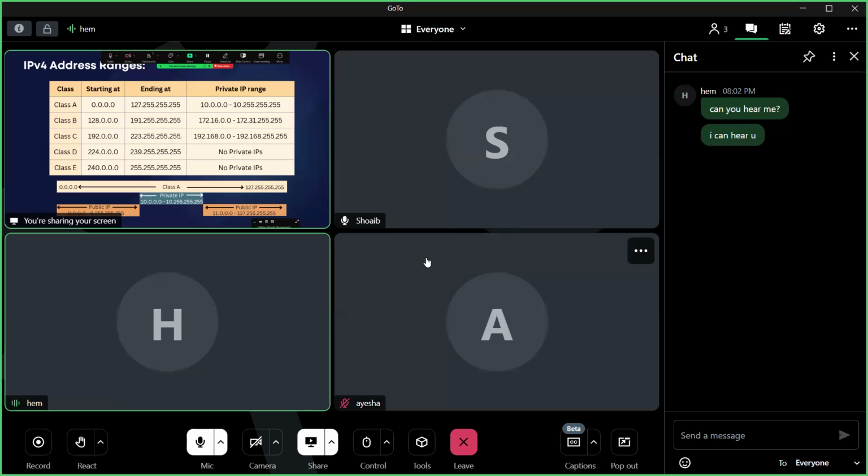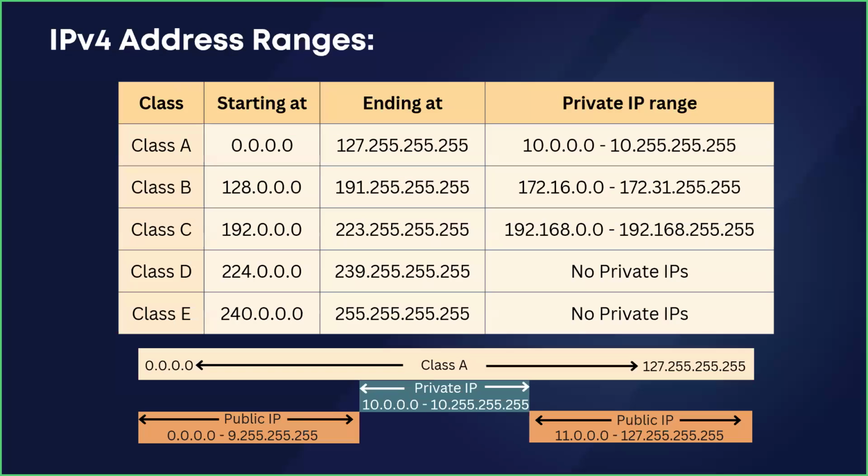For Class A, you would have to check the first digit. If it is 10, and the other numbers can be from 0 to 255, then if the first digit is 10, it means it's a private IP. If it's falling anywhere outside 10, it's a public IP.